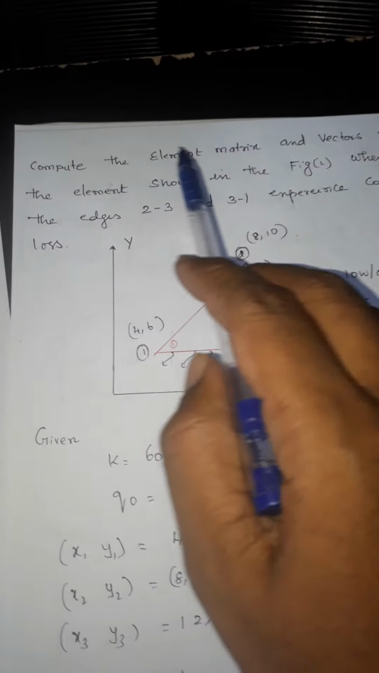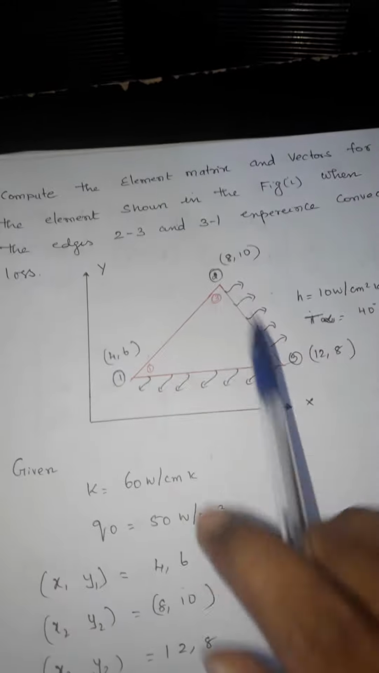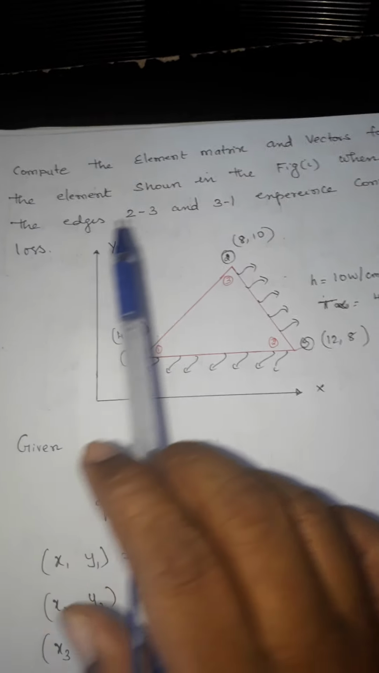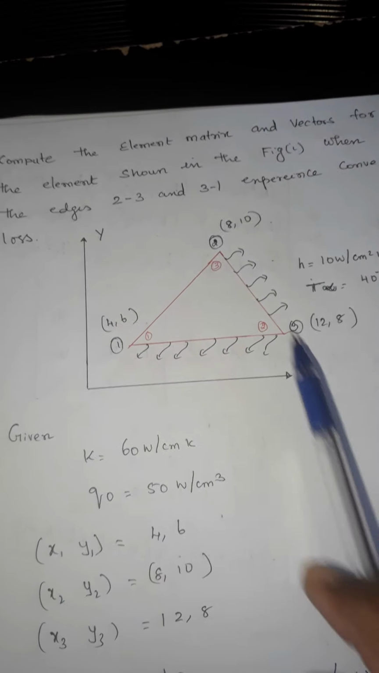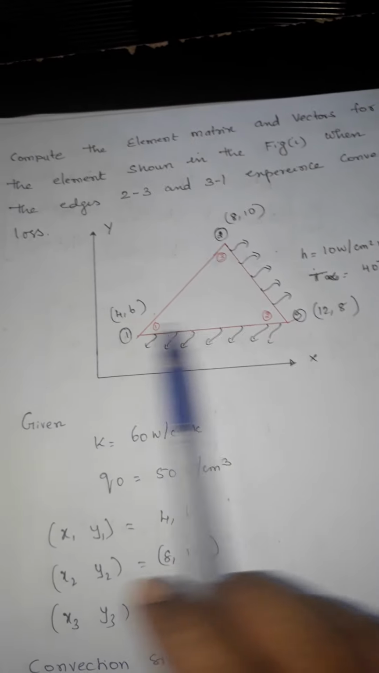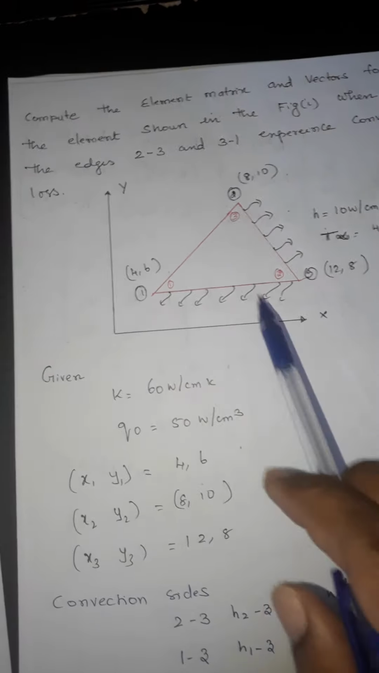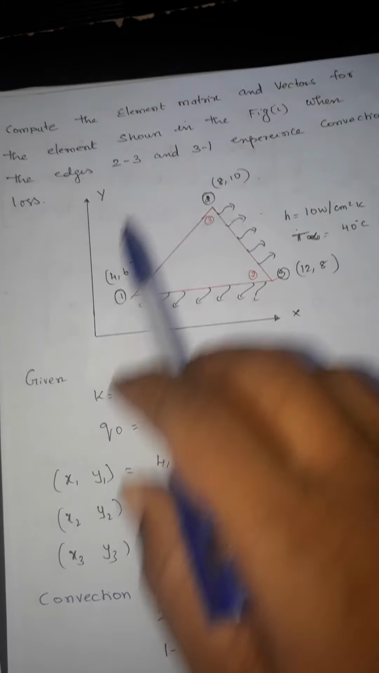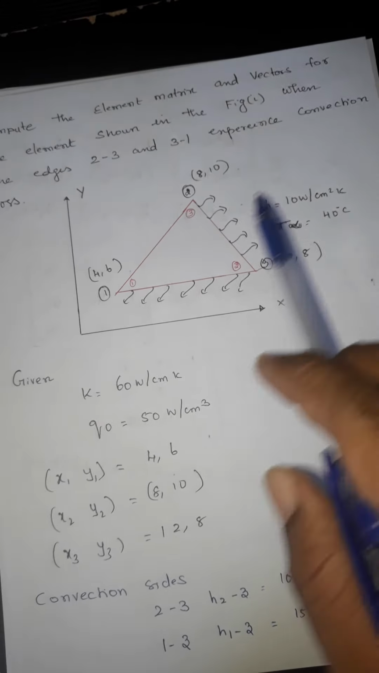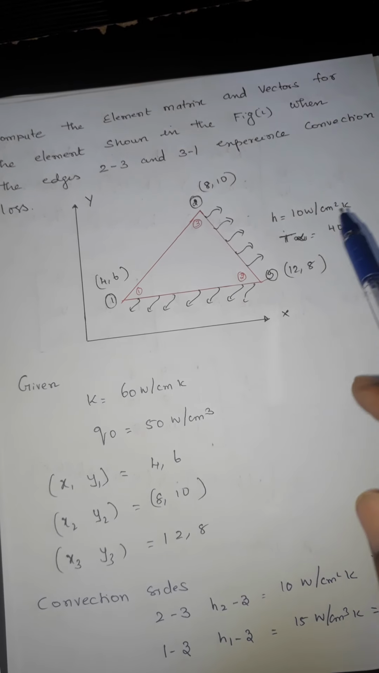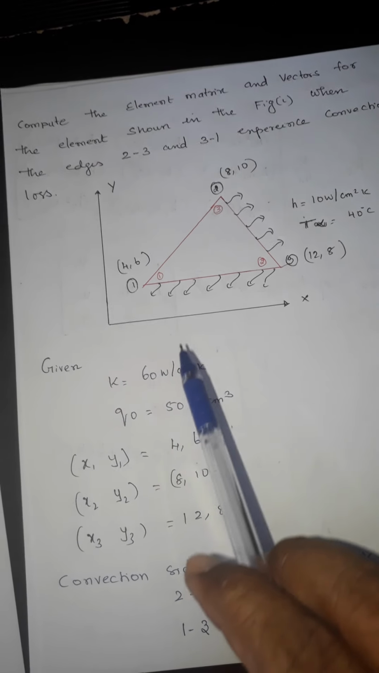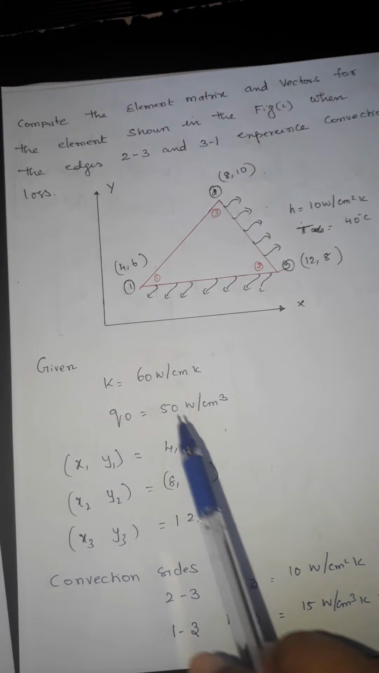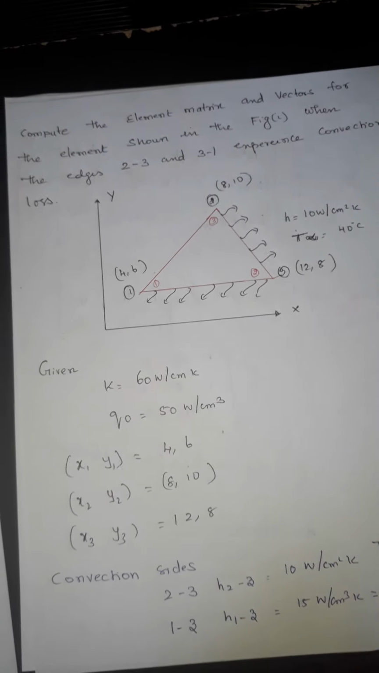Compute the element matrix, that is the element stiffness matrix, and the vectors, that is the force vectors, for the element shown in the figure, when the sides 23 and 31 experience a convection loss. This symbol indicates there is a convection loss. Here the surrounding is air. Then H is equal to 10 watt per centimeter square, T infinity is the fluid temperature, K is 160 watt per centimeter Kelvin, Q naught is given, the heat transfer coefficient, everything is given.